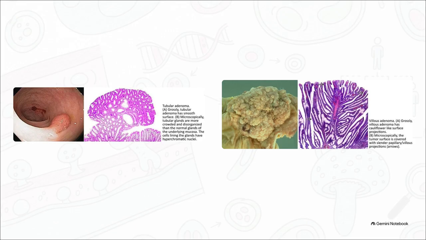On the other side is a villous adenoma. Notice those slender, cauliflower-like surface projections that look remarkably like the villi of the small intestine. And as it turns out, this specific histology perfectly matches exactly what our patient, Joe Wallace, had. His 3-centimeter velvety mass was in fact a villous adenoma, showing intestinal-type low-grade dysplasia.